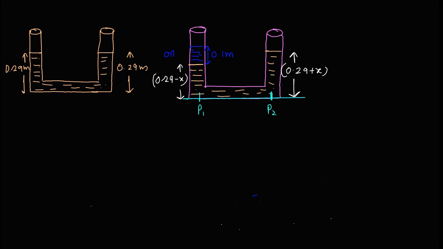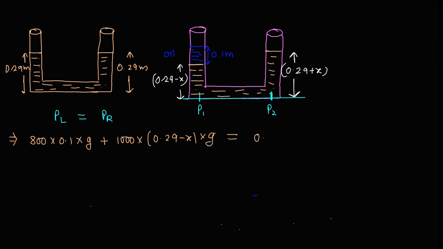So I am writing that the pressure on the left arm is equal to the pressure on the right arm, and hence the expression can be written as density of kerosene into height into g plus density of water into 0.29 minus x into g. On the right hand side there is only water, so 0.29 plus x, density of water into g. So from here we attain the value of x as equal to 0.04 meter.